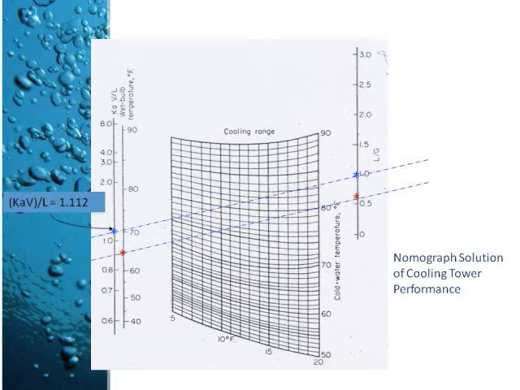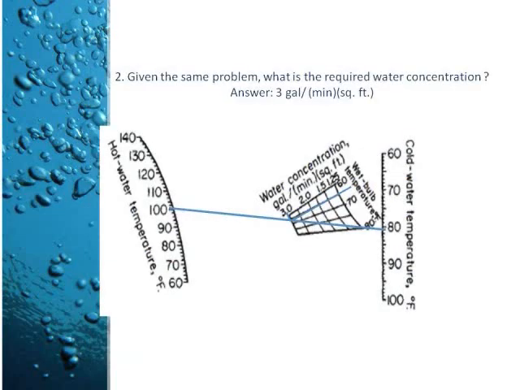Now next, we are required to find the required water concentration for this cooling tower. So we will use the next nomograph found in Perry's Chemical Engineer's Handbook, and then we will be plotting the points of the cold water temperature, hot water temperature, and the wet bulb temperature. Then we will connect the 3 points and find its intersection with the water concentration curves in this nomograph. For the given problem, the required water concentration that we will obtain is 3 gallons per minute per square foot.